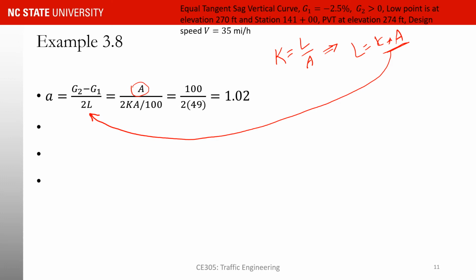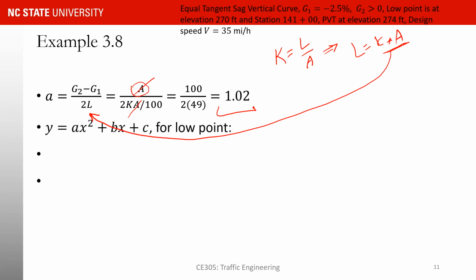So if you have this, you see that you can cancel out A with A. 100 goes up, and then we are going to have 2 times K, which is 2 times 49. So you have 100 over 98, or 1.02. That's the parameter that we need to find in our parabola's equation.